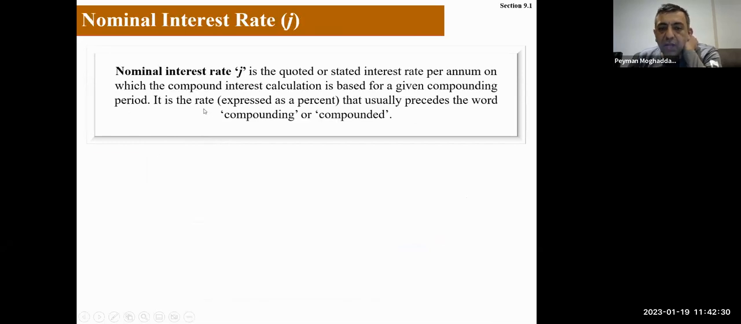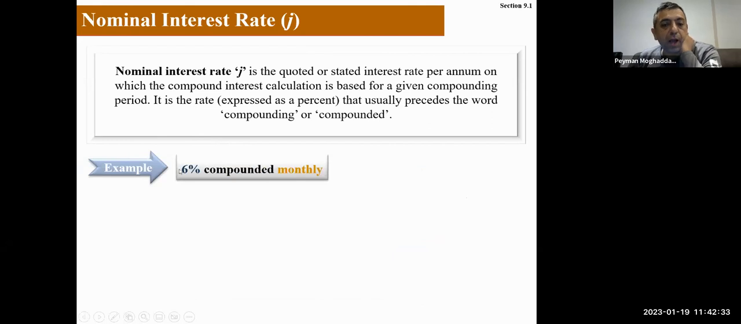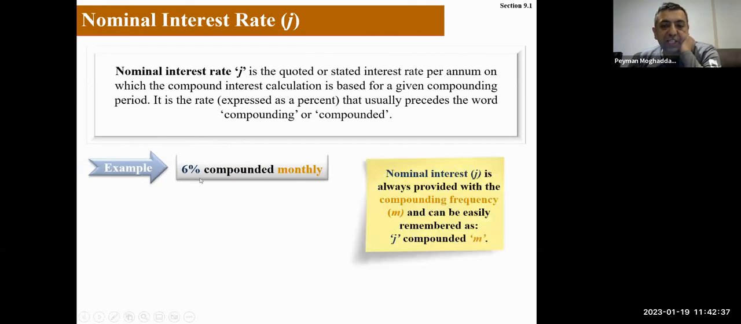So the nominal interest rate is basically just this percentage which comes in the example. These are always per annum. It is provided with the compounding frequency M and can be easily remembered as J compounded M. In the next example, we will see it says 6% compounded monthly. When they say 6% compounded monthly, it doesn't mean 6% monthly. It means 6% per annum, and then you have to calculate the monthly periodic rate, which we're going to discuss later.